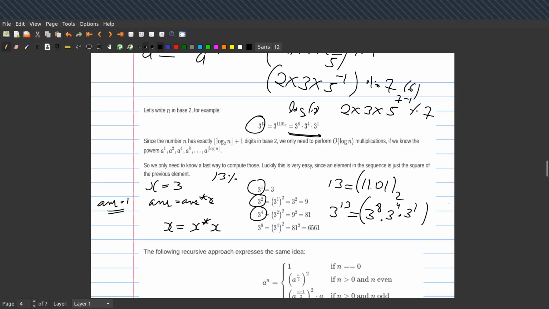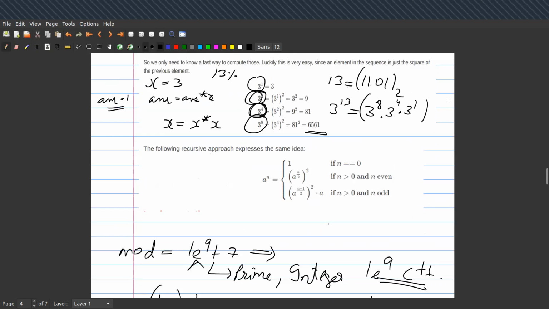So first we will have 3 to the power 1, then 3 to the power 2, then 3 to the power 4, and then 3 to the power 8. And we check if we want that power of 3 in the answer or not. If we want it, we multiply it with the answer, and this way we get the answer very quickly.